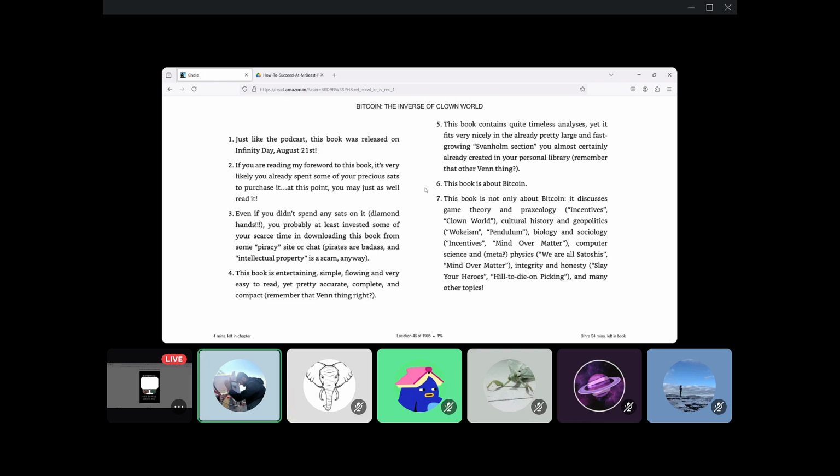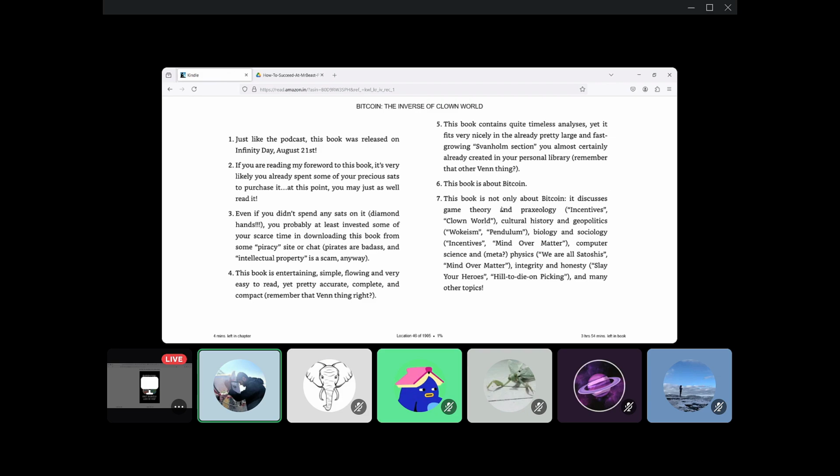Fifth, this book contains quite timeless analysis, yet it fits very nicely in the already pretty large and fast growing Swan Home section you almost certainly already created in your personal library. Remember that other one. Six, this book is about Bitcoin. Seven, this book is not only about Bitcoin, it discusses game theory and praxeology, incentives, and clown world.